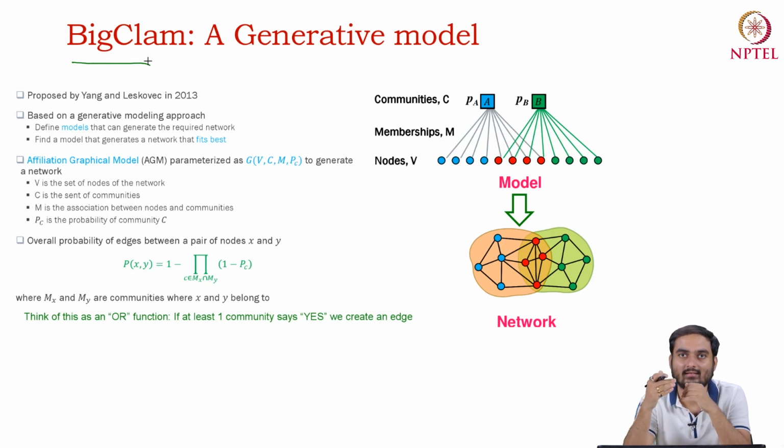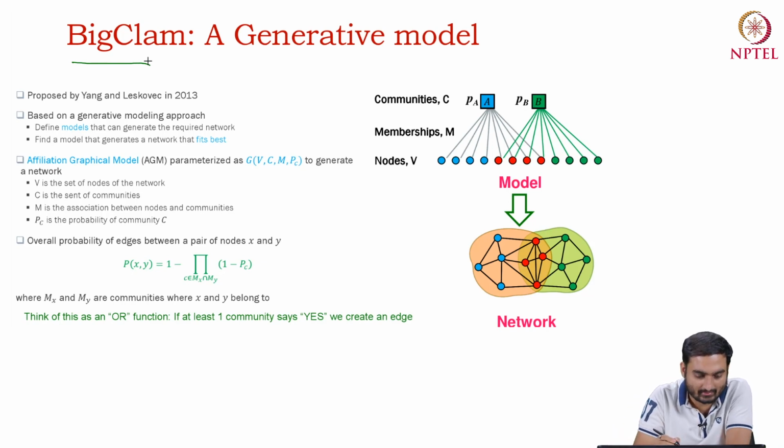The beauty of this parametric method is that it takes into consideration the community information, and based on the community information it creates the network structure. It may sound vague, so let me define it in an appropriate manner. We propose something called the affiliation graph model. This affiliation graph model is a generative model. It is a parametric model, which is defined as follows.